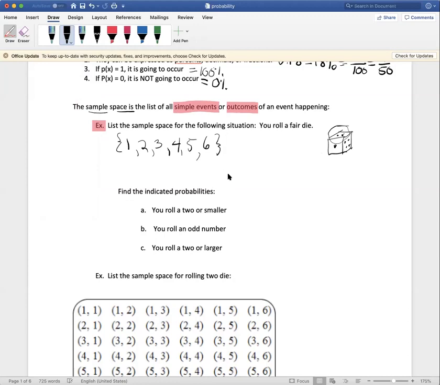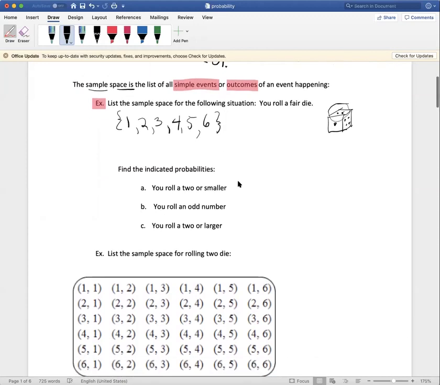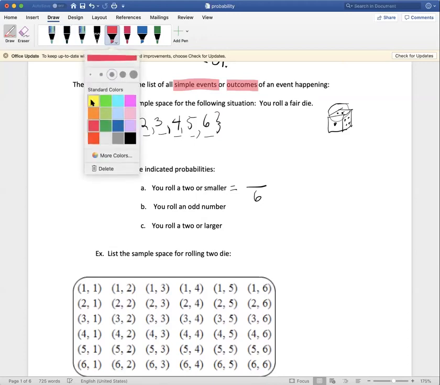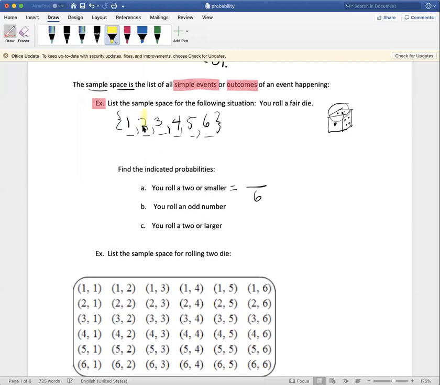Well, let's take a look at the next question, which says, okay, let's find the indicated probabilities based on the sample space above. Okay, so let's find the probability that when we roll a die, we roll a 2 or smaller. So first of all, you should know that we have a denominator of 6 because we have a possibility of 6 outcomes. So I'm going to put 6 in the denominator. And let's find the probability we roll a 2 or smaller. So the probability we roll a 2 or smaller, well, that means the following. I could either roll a 2, and numbers that are smaller than that is 1.